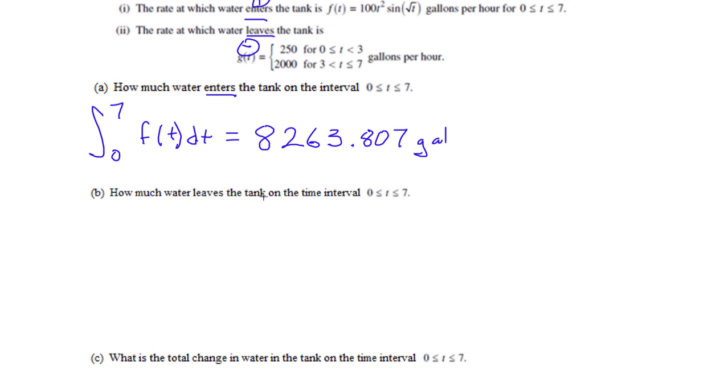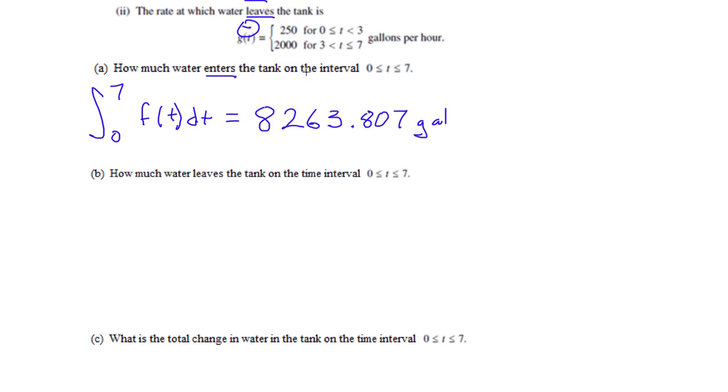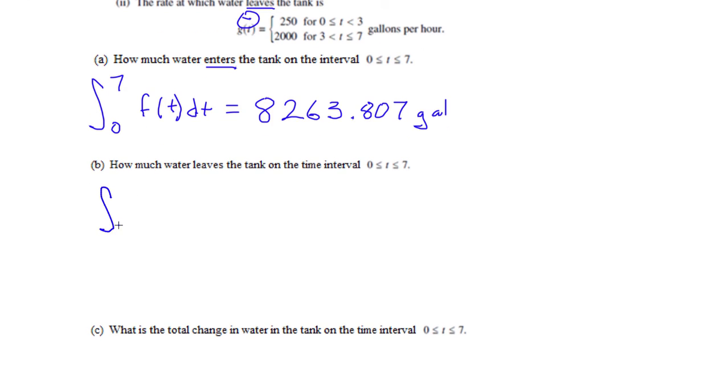How much water leaves the tank? Now I have to go from 0 to 7, and I have to treat this as two different integrals. I have an integral from 0 to 3, and then an integral from 3 to 7, of two different constant amounts. So it's going to be the integral from 0 to the suspect point 3 of 250 dt, plus the integral from the suspect point 3 to the end boundary of 7 of 2,000 dt.